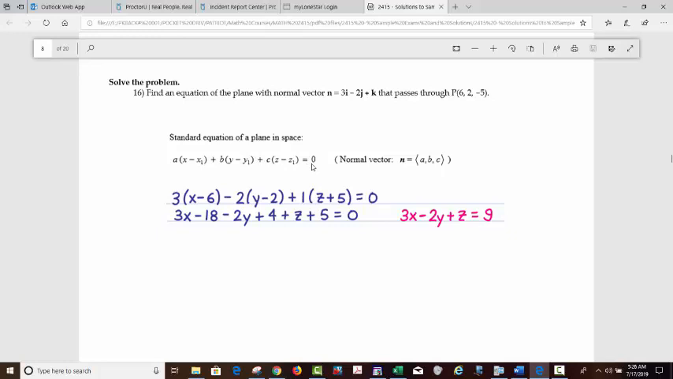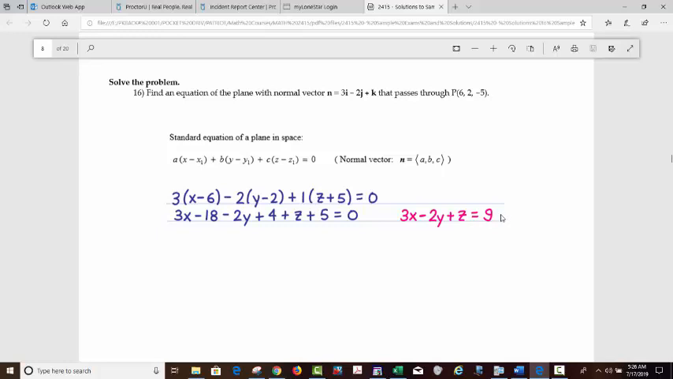So then you've got to look at your answers. We'll assume it looks like this. Sometimes I've seen them in standard form, but a lot of times they're in general form. Sometimes the 9 might be over here and it might be set equal to 0. So you're just looking at the answer forms and seeing which one you have to match.